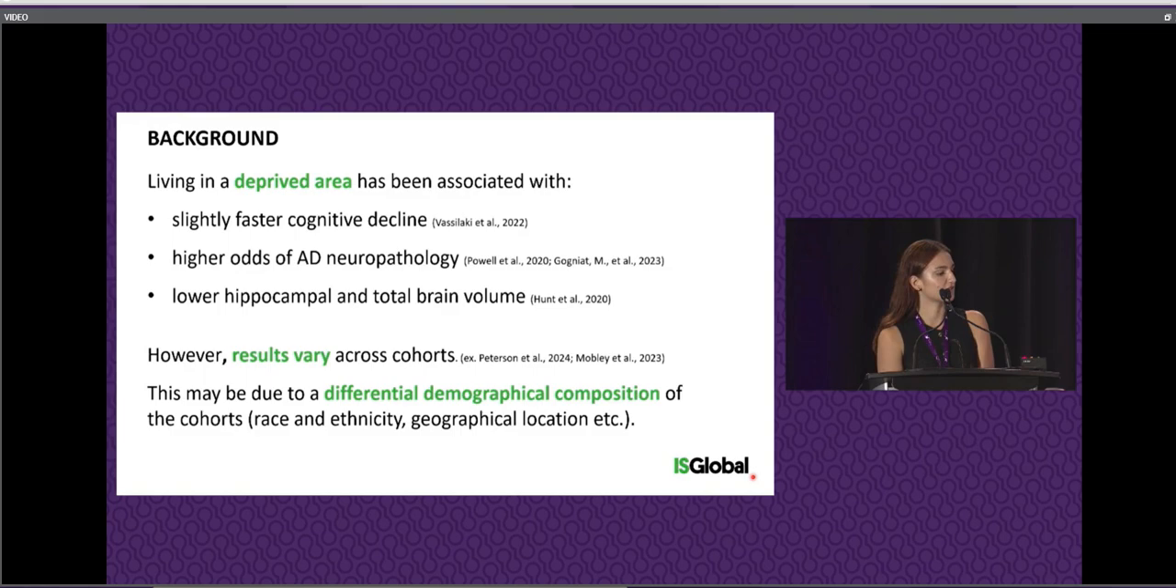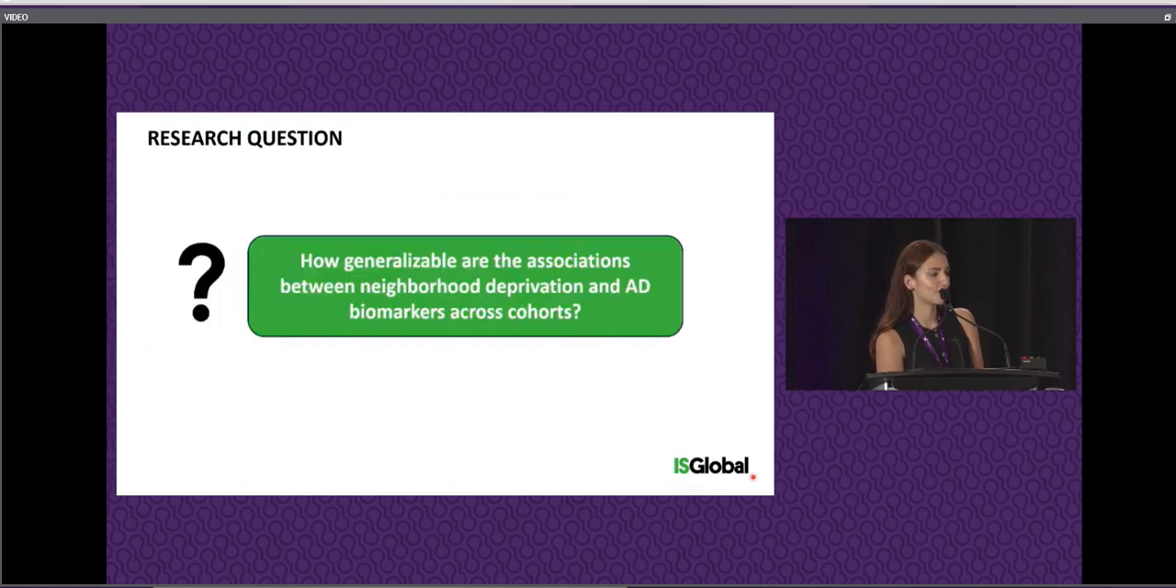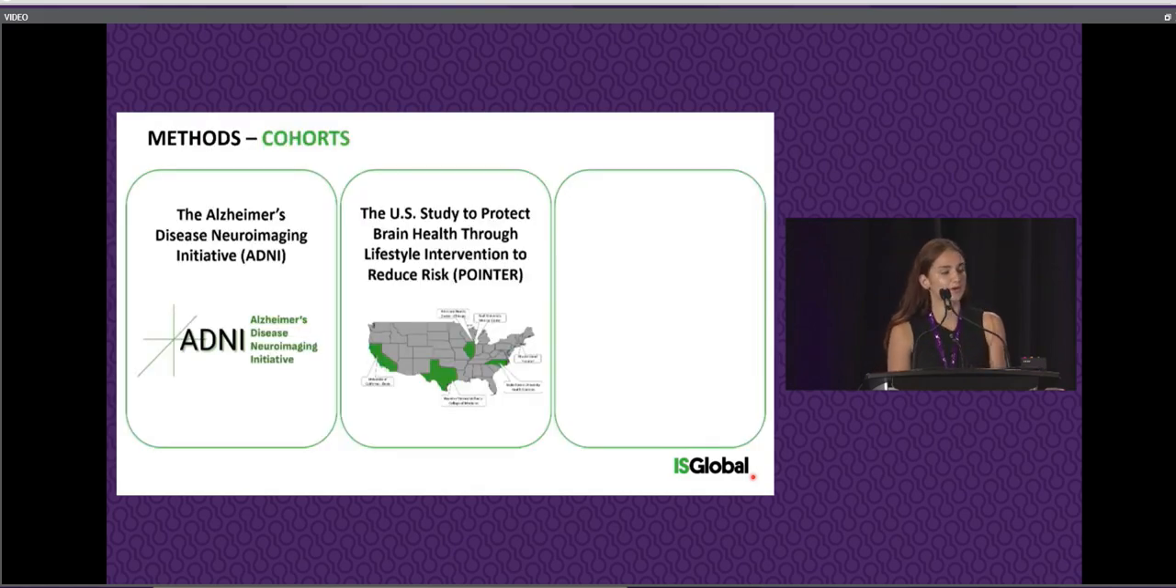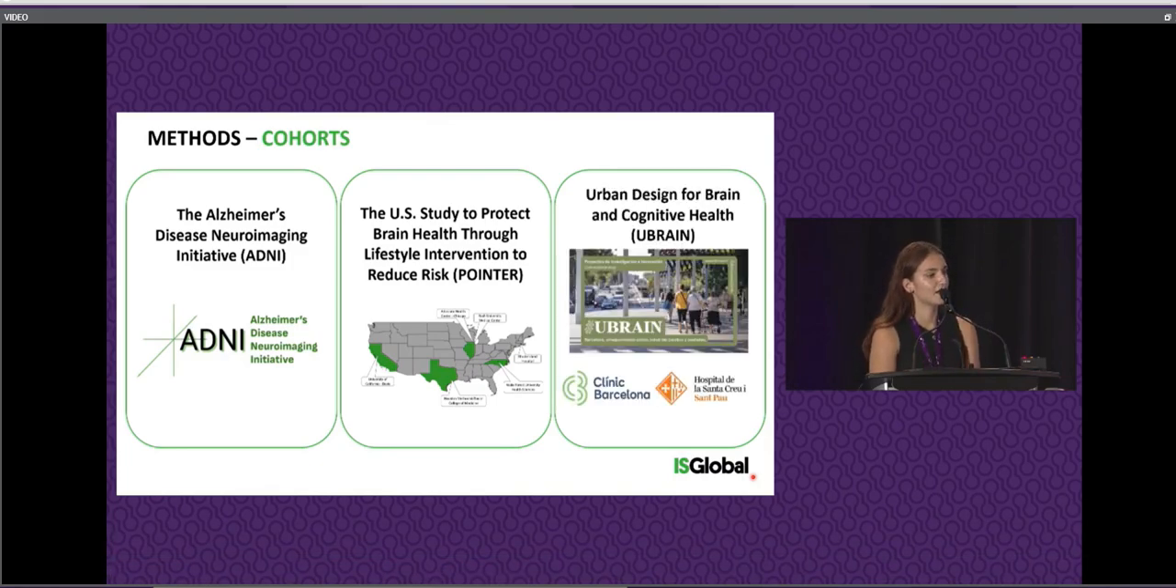And this may be due to differential demographic composition of these cohorts, such as in race and ethnicity or geographical location, which leads us to our research question of today: how generalizable are the associations between neighborhood deprivation and AD biomarkers across cohorts? Our aim here was to assess the consistency of these associations among 3 cohorts with different recruitment strategies. The cohorts that we were comparing are ADNI, US Pointer, and UBrain, which is a cohort from Spain, leveraging retrospective data from 2008 to 2023, acquired in 2 of the main hospitals in Barcelona, Hospital Clinic and Hospital Sant Pau.